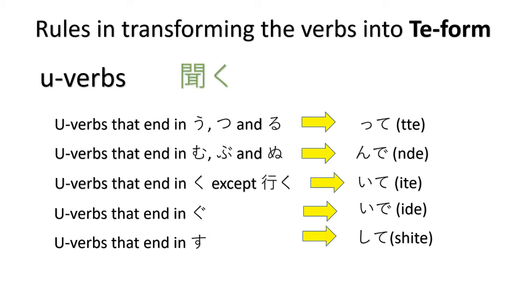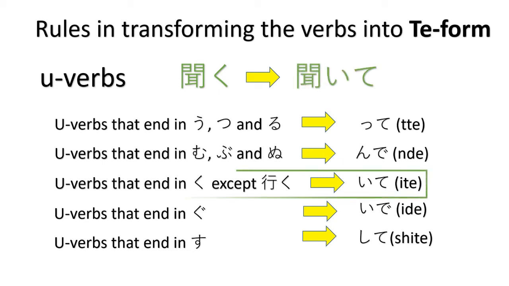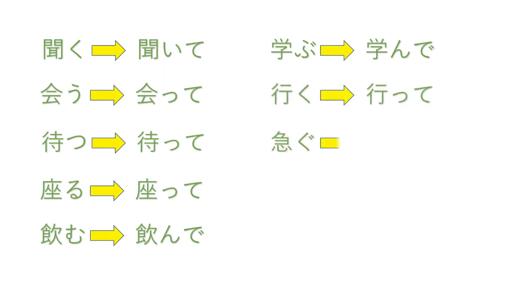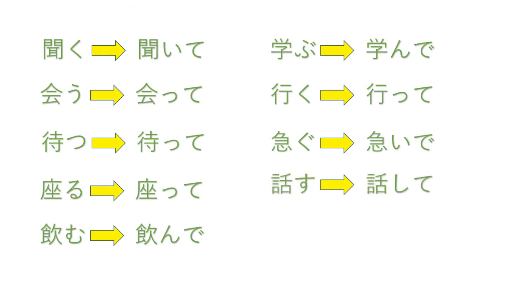Earlier, we used the word kiku, to listen, to hear, to ask. And of course, it is converted into te form, and we have kiite. These are the other examples. Kiku, kiite. Au, atte. Matsu, matte. Suwaru, suwatte. Nomu, nonde. Manabu, manande. Iku, itte. Isogu, isoide. Hanasu, hanashite. Okay?